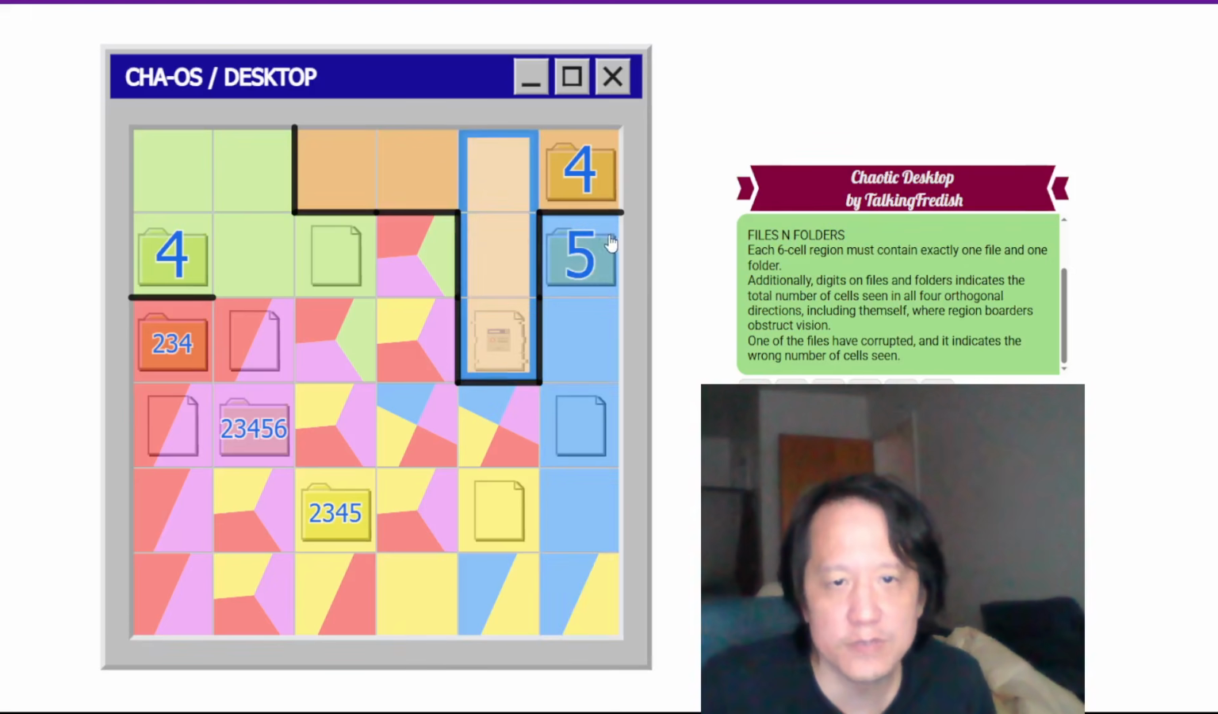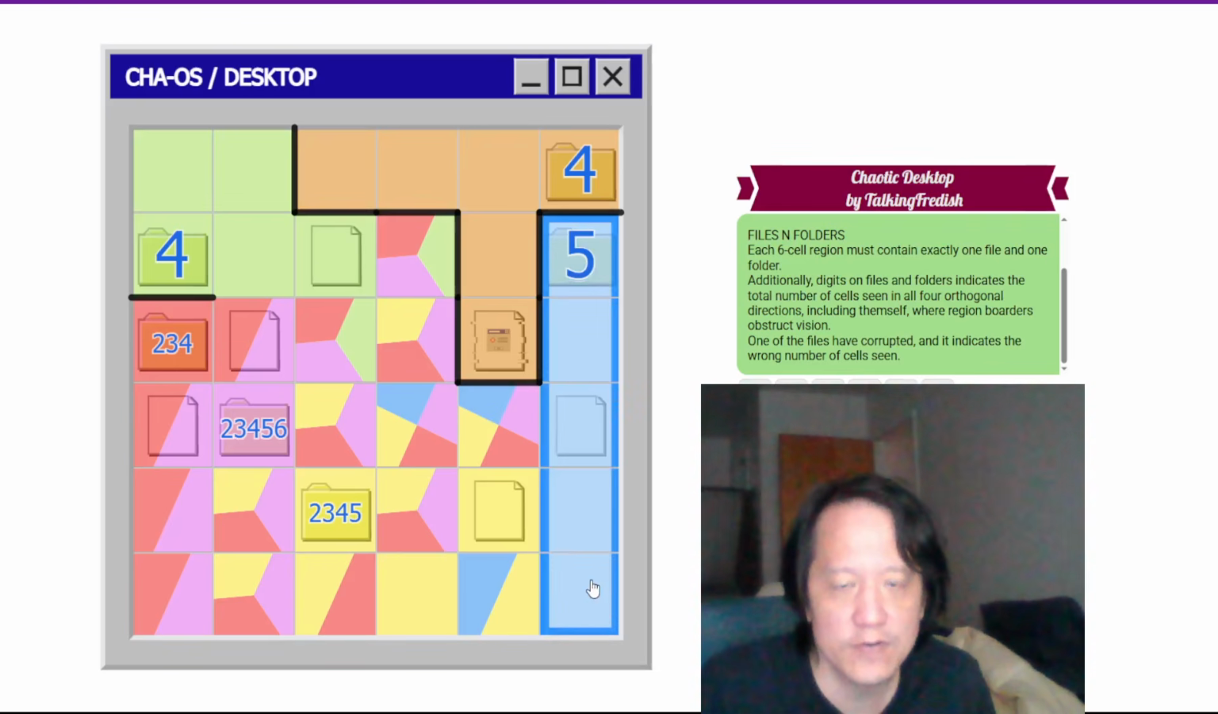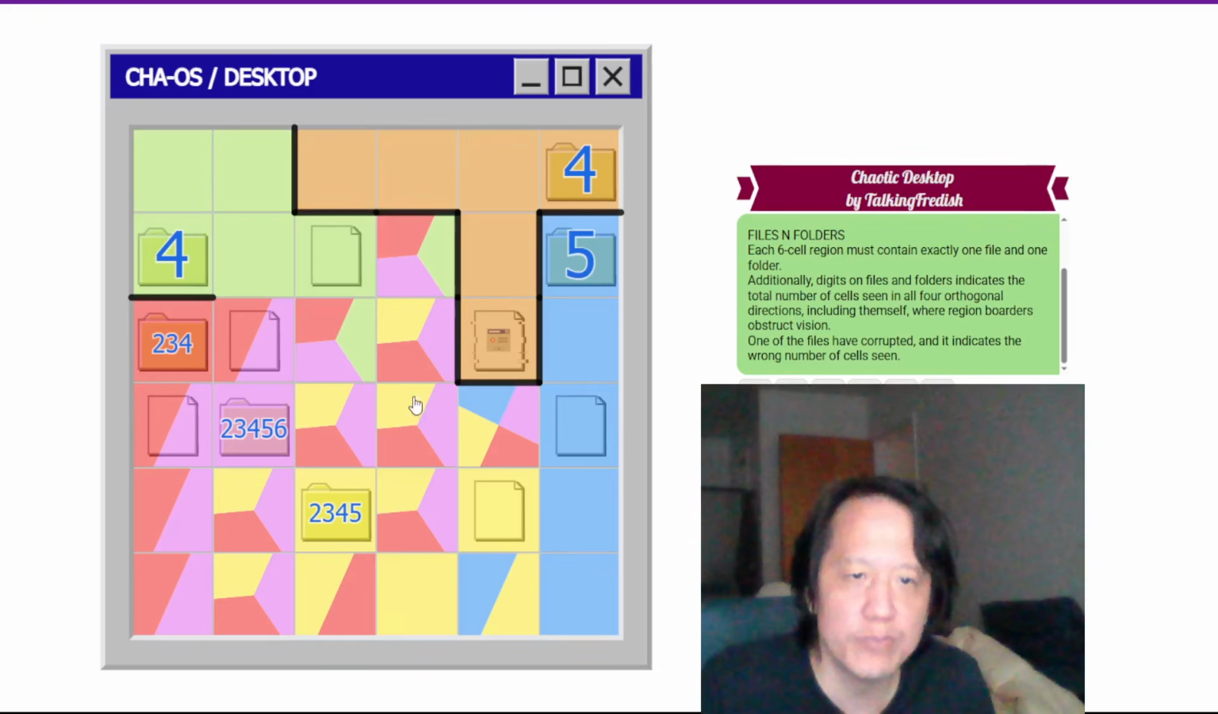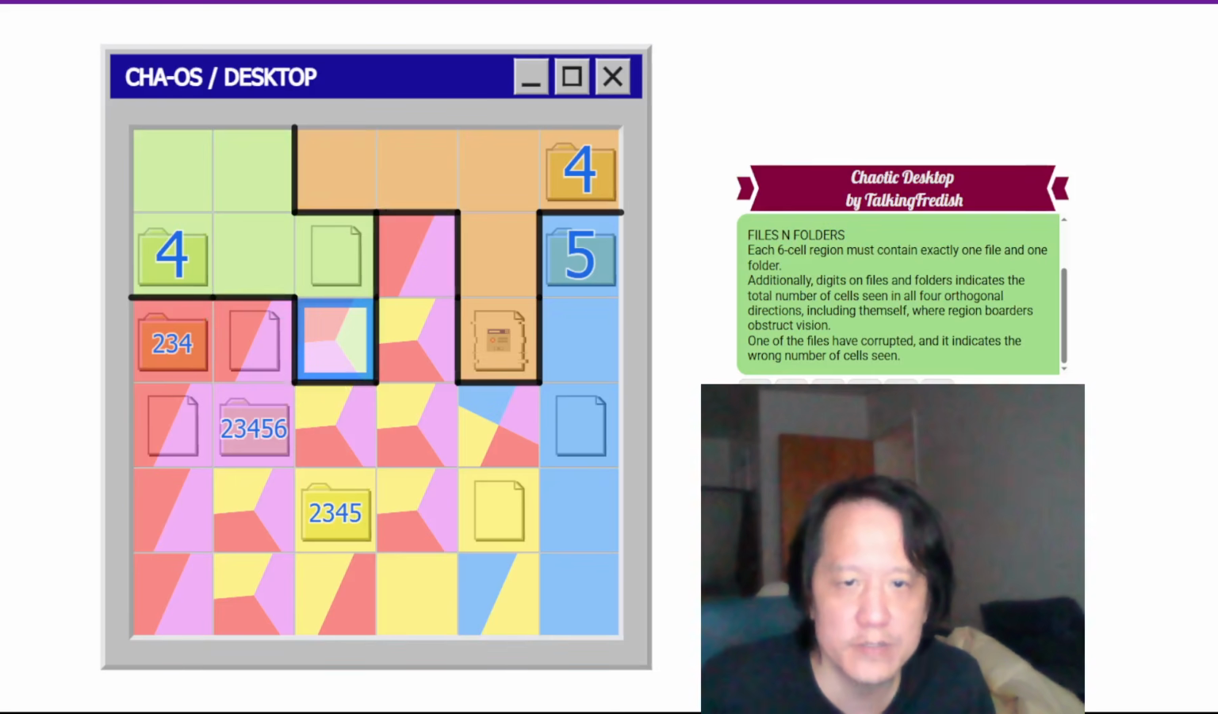This sees... Well, we don't know. So we have to go down to here to see 5. This cannot be blue. This only sees 4. It already sees 4 here, so no green there. It's pink or red. So it must go down there as the green to be a valid region.